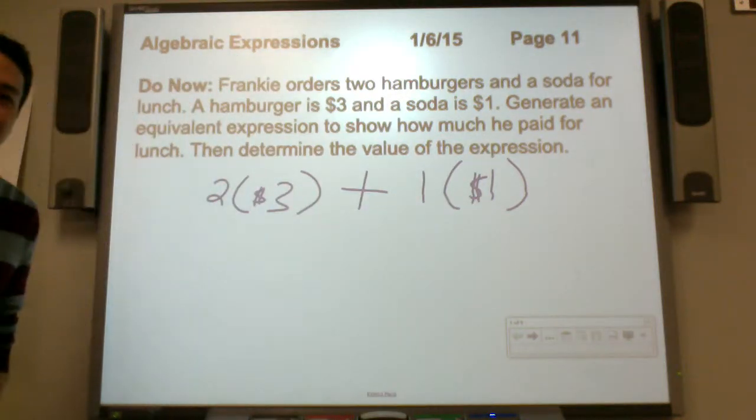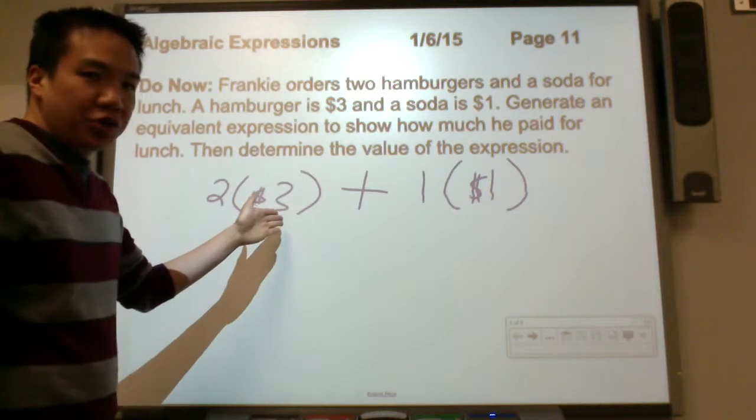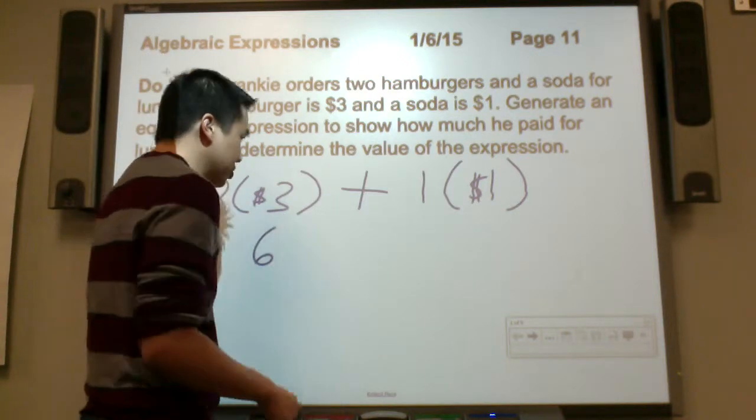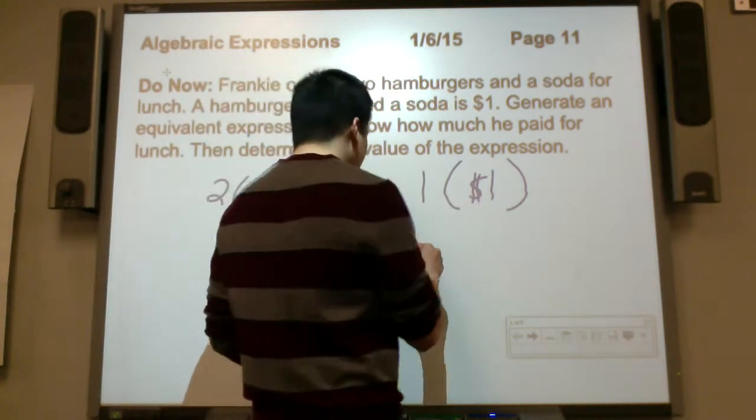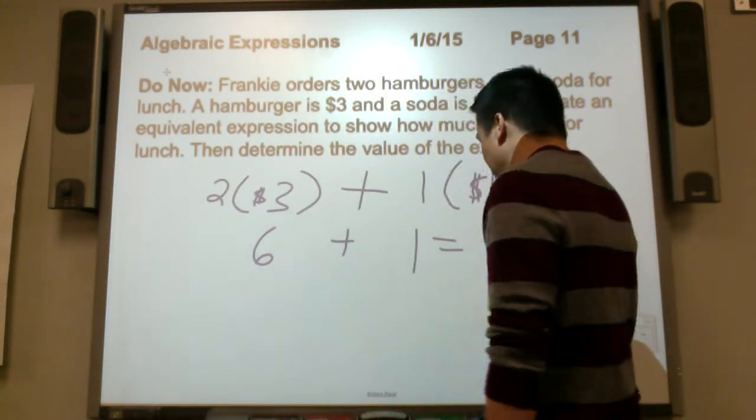So this is an expression. It's like a math sentence. What's 2 hamburgers for $3 each? $6. What's 1 soda for $1 each? $1. So he spent $7. This is one way you could have done it.